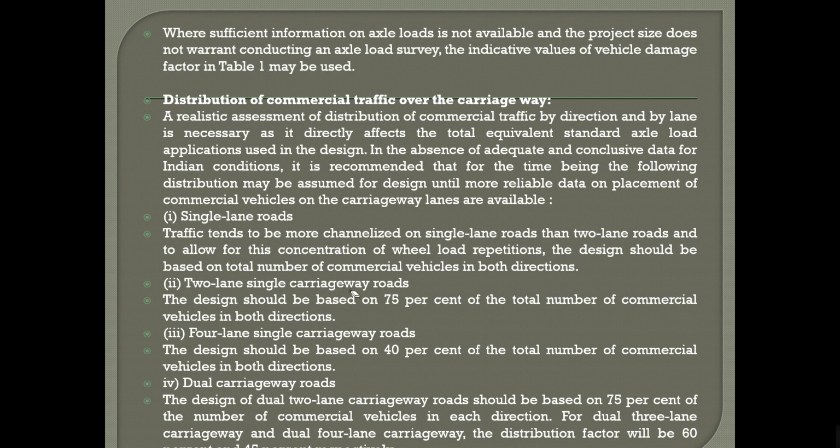So we are going to expect traffic in both directions. Whatever traffic is moving in both directions, suppose there are 100 in number, we are going to take 75% of the total count of the traffic running in both directions, especially on the 2-lane road. Are you understood? In both directions, in the sense, the ongoing traffic should be considered at 75%, and the traffic coming from the opposite direction should also be considered at 75%. So that is about the 2-lane single carriageway roads.